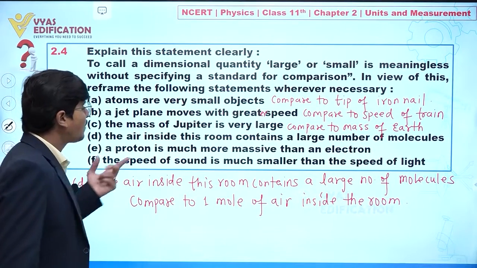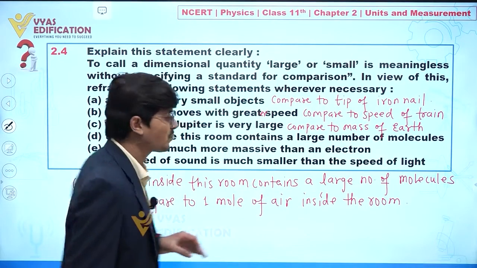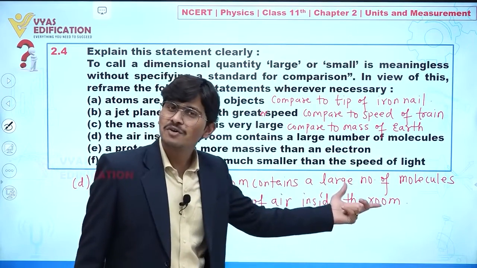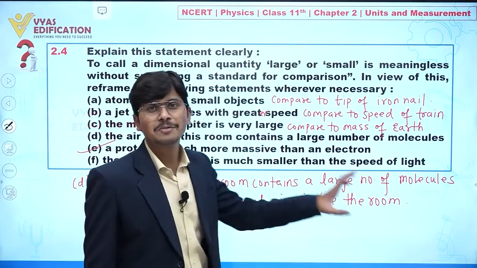Number 5th, a proton is much more massive than an electron. Now this is complete statement. Clear? Because we are comparing here mass of a proton with mass of an electron. So I can say this is complete statement. There is no need of any modification.